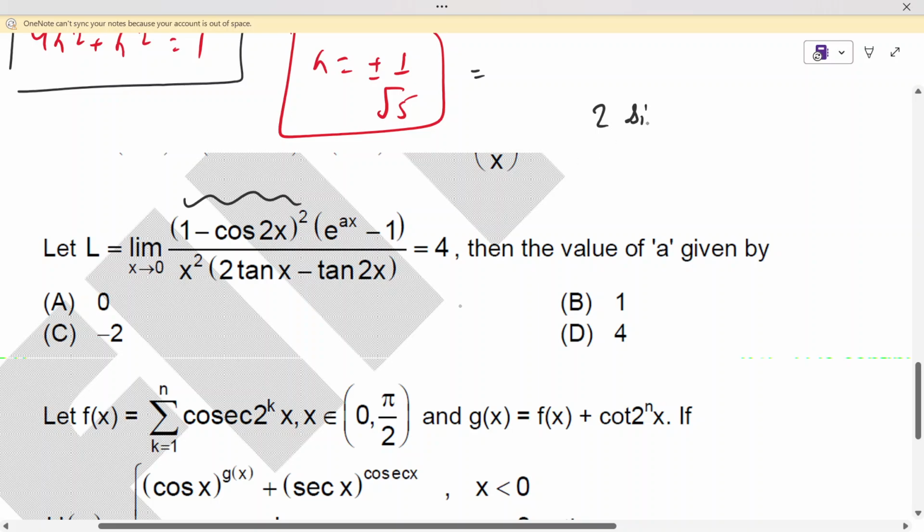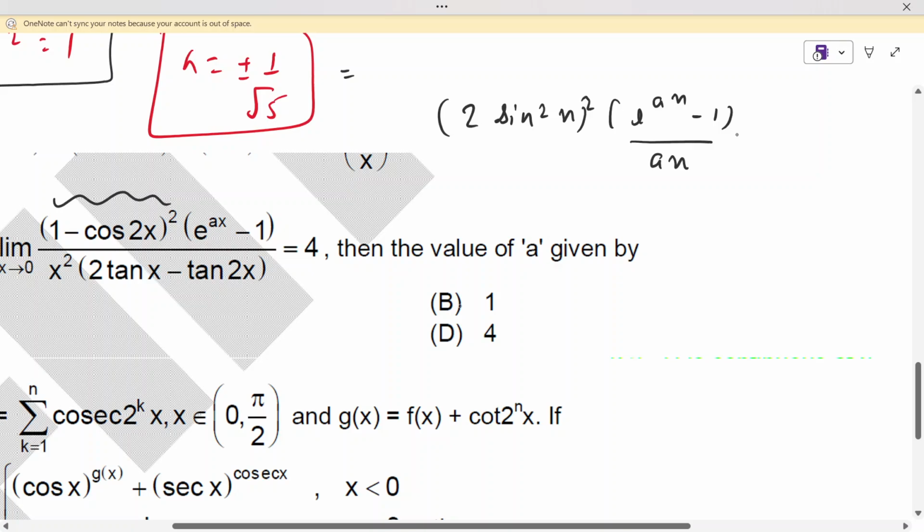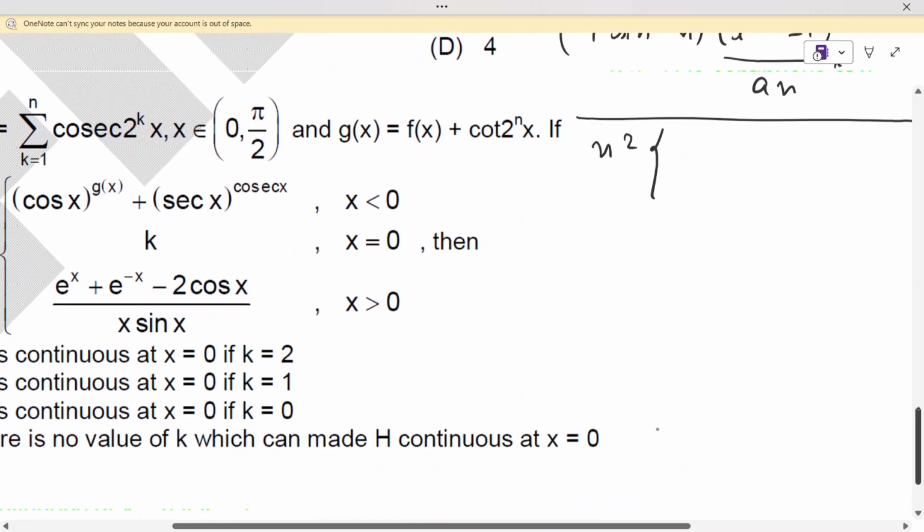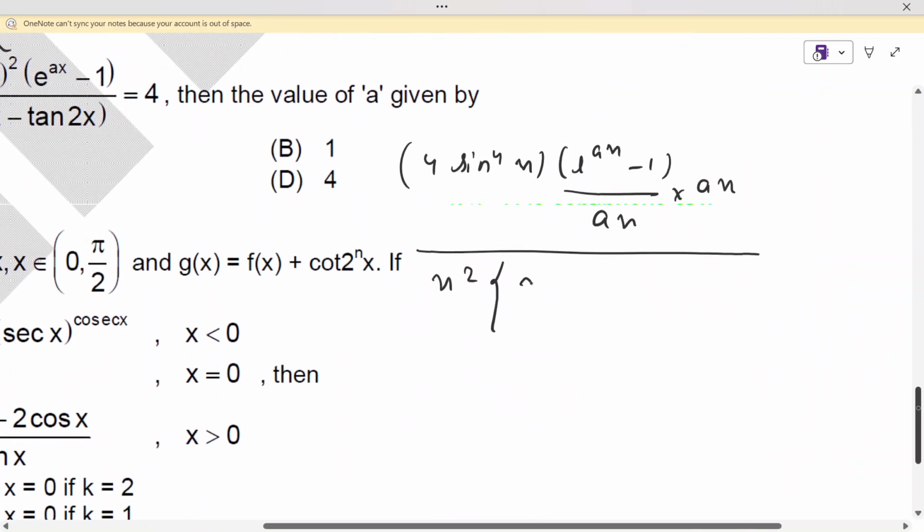Then I can replace 2 sin square x, and I know the square of it, into e to the power ax minus 1. So that needs ax actually, right? So it is like 4 sin to the power 4x into (e to the power ax minus 1) over ax into ax. Fine. Into x square into, this thing I can write as 2 tan x over 1 minus tan square x. Fine.